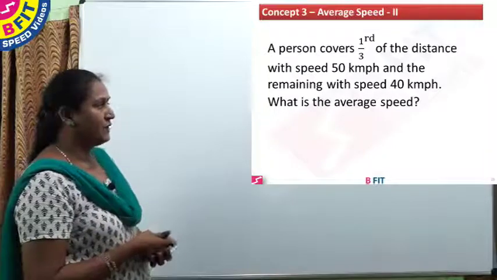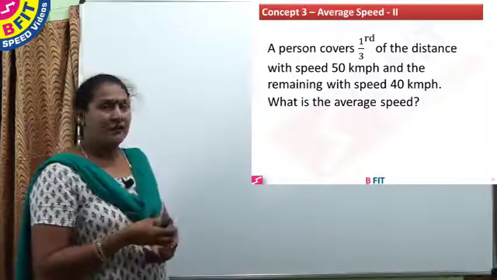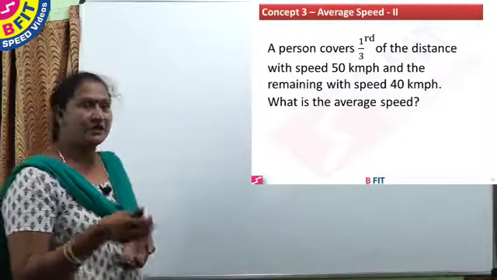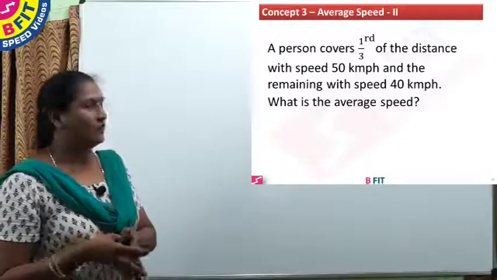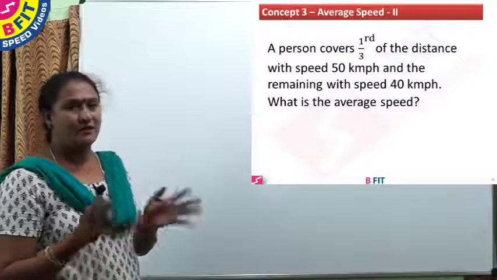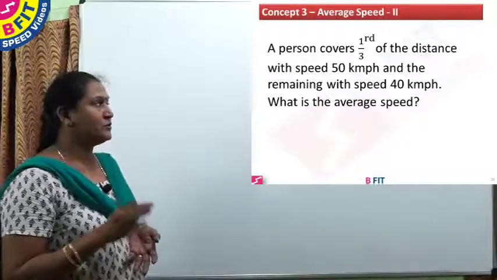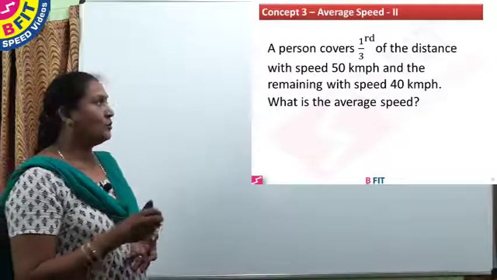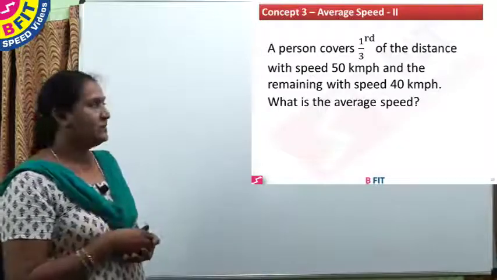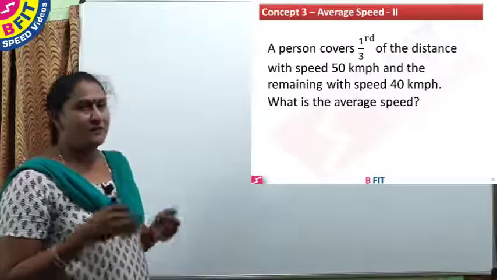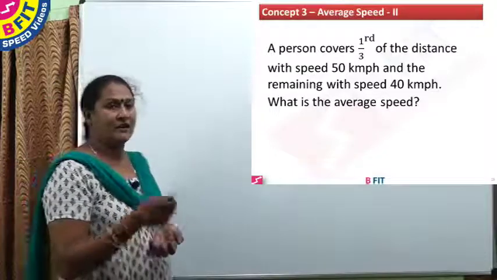with speed 40. So when you are working like part of a distance, the easier method is don't take 1/3 and all, take the denominator as the total distance. Here 1/3 of the distance and the remaining is 2/3. So assume that the total distance is 3 kilometers and working will become easier. So we'll see the working now.